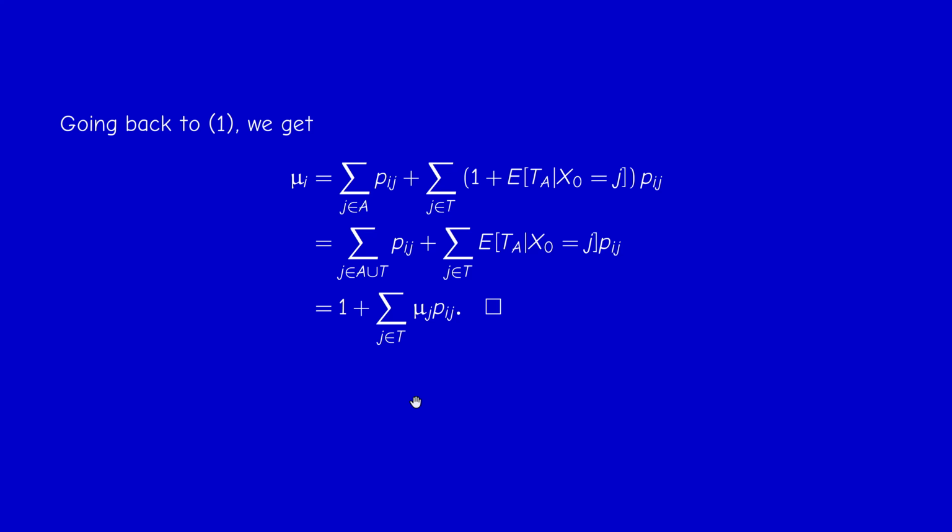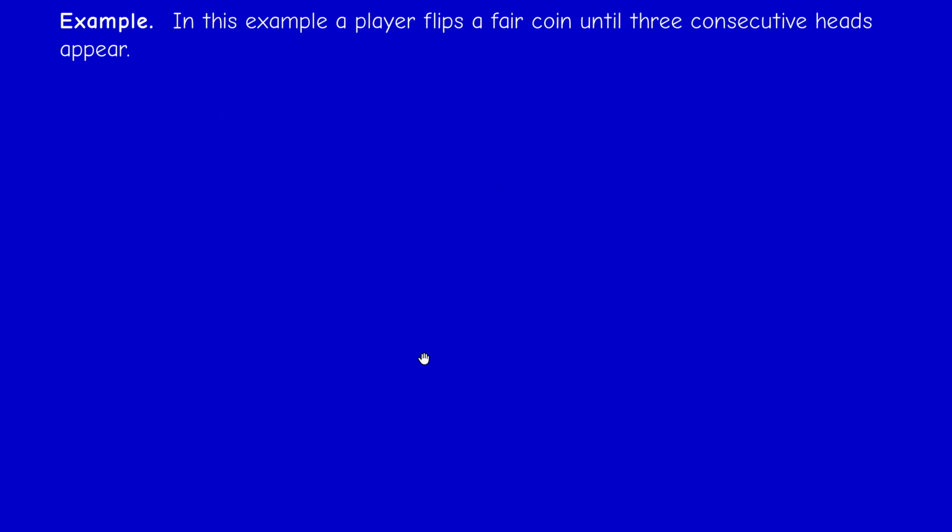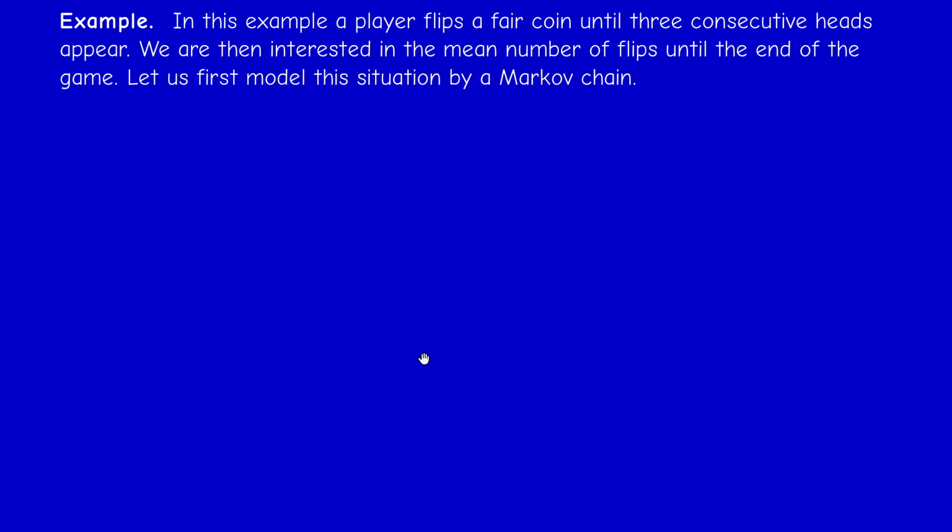Okay, so as you see, this formula is a little bit cumbersome to prove every time. So I will ask you to just memorize it, and now we'll illustrate the use of this on an example of a game. So consider this very simple game. A player flips a fair coin until 3 consecutive heads appear. And we want to compute the mean number of flips until the end of the game.